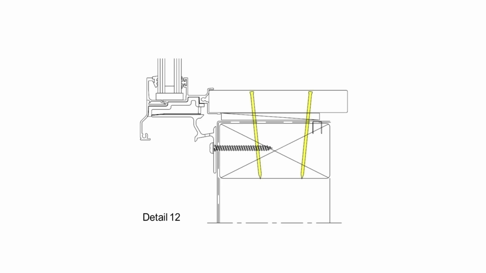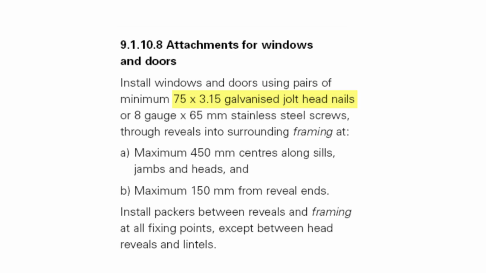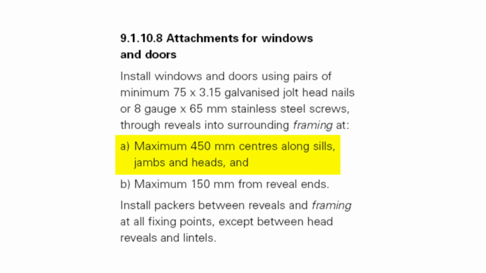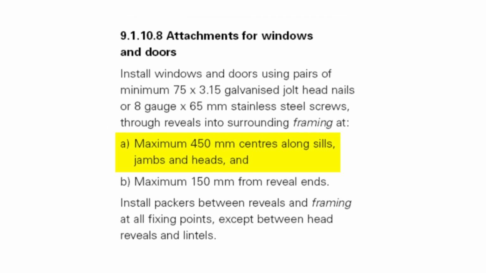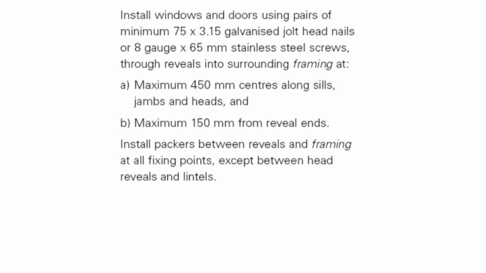So your windows are made and they're ready for delivery. What next? Well, we install the doors and windows using pairs of 75 by 3.15 galvanized jolt heads or 8 gauge by 65mm stainless steel screws through the reveals into the surrounding framing at a maximum of 450mm centers along the sills, jambs and heads, and no more than 150mm from the ends of the reveal. Whether you're using jolts or screws, make sure you've got a supply of that.